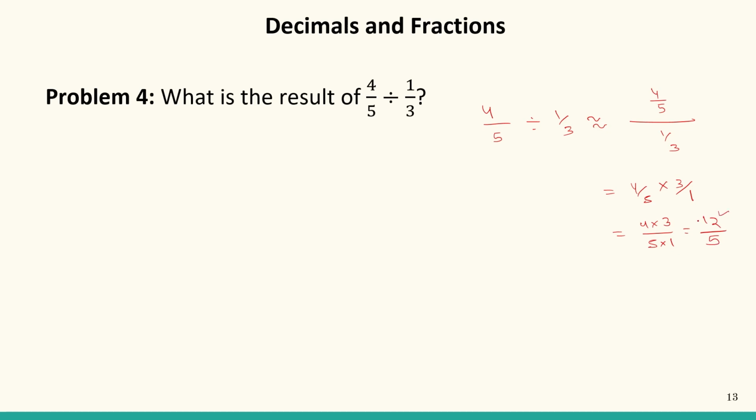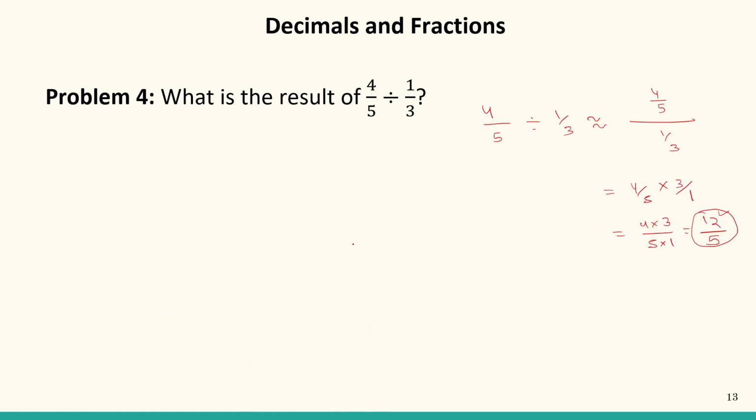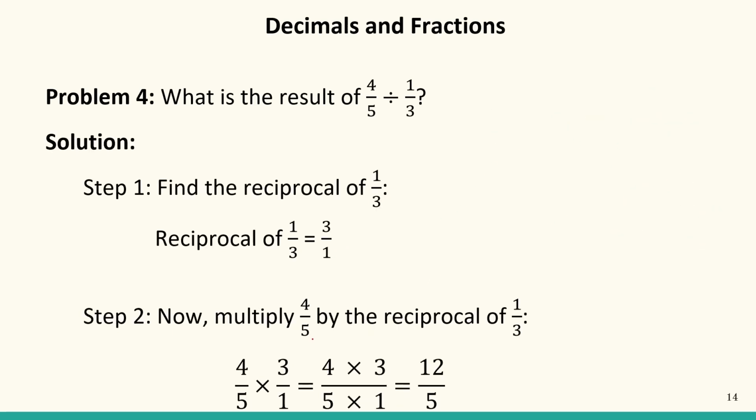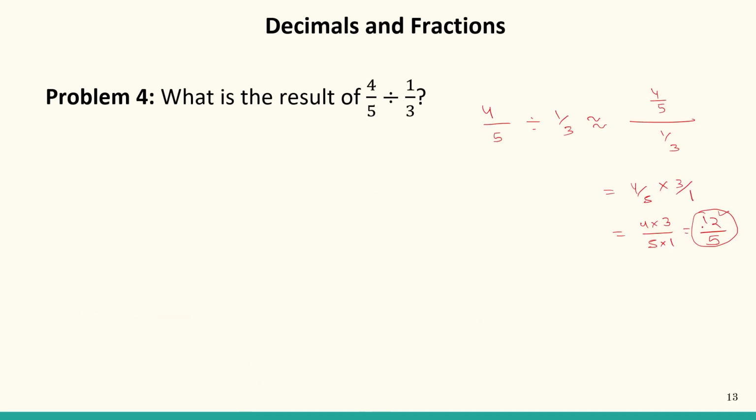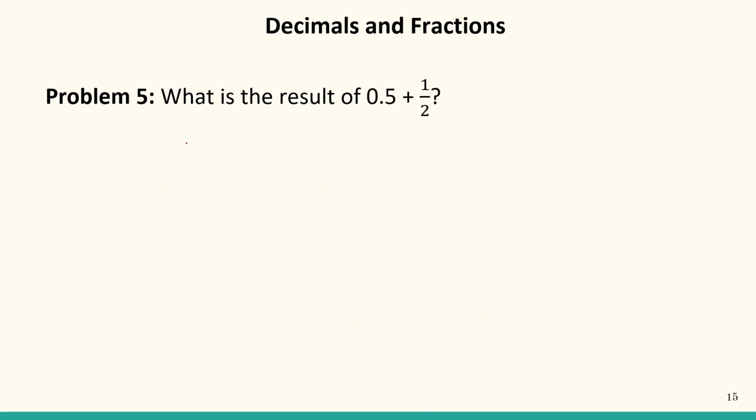Okay, so this is the answer. Let's see what we did. The reciprocal of 1 by 3 is equal to 3 by 1. We took the reciprocal here and multiplied it, and then what we got was 12 by 5. Okay, so let's see problem number 5.